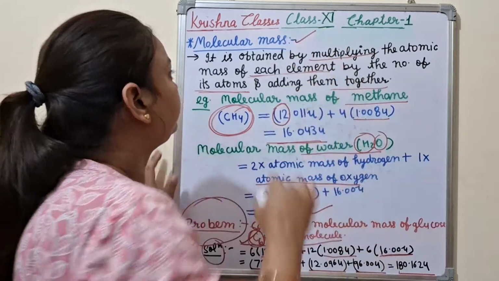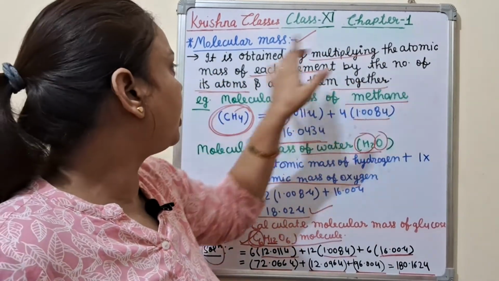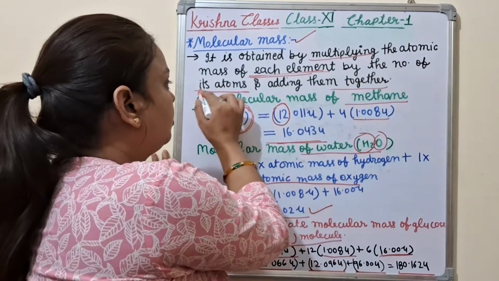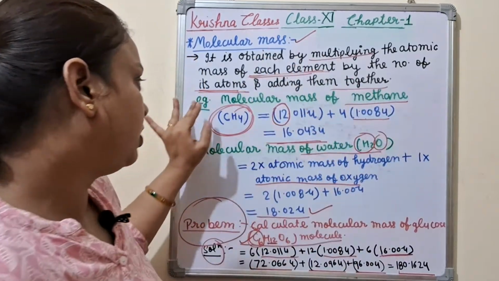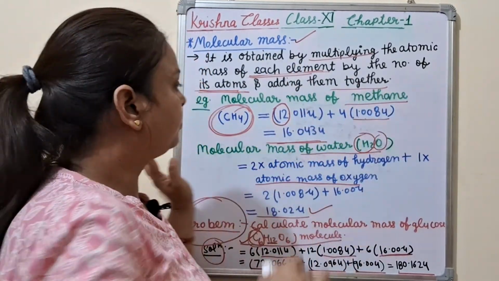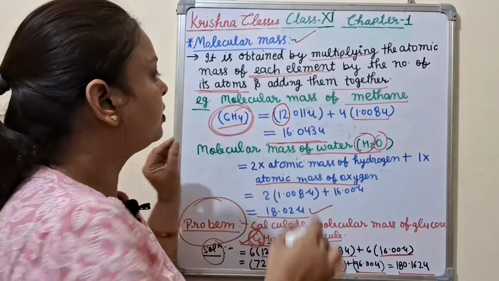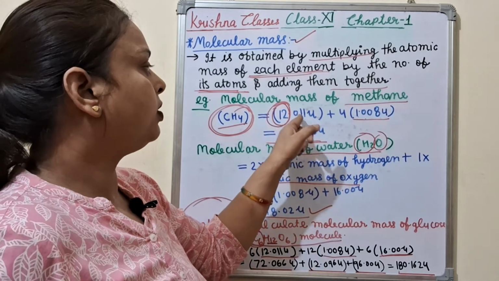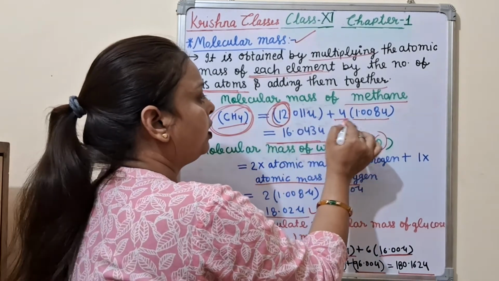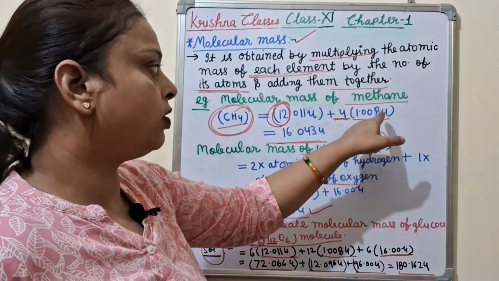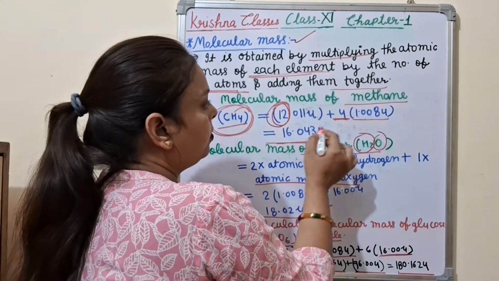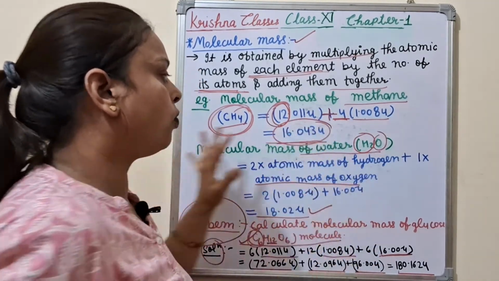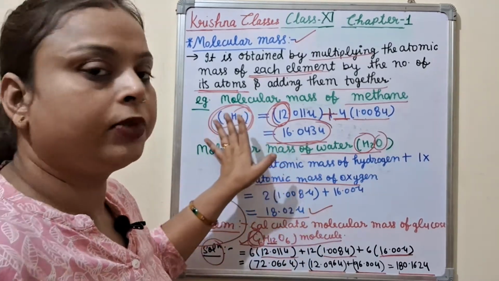Okay. So I repeat my class again. What is the molecular mass? It is obtained by multiplying the atomic mass of each element by the number of its atoms and adding them together. Example, molecular mass of methane. CH4 is the formula, and carbon's atomic mass is 12.011 u plus 4 into hydrogen atomic mass 1.008. Adding both, we find 16.043 u. This is the molecular mass of methane.